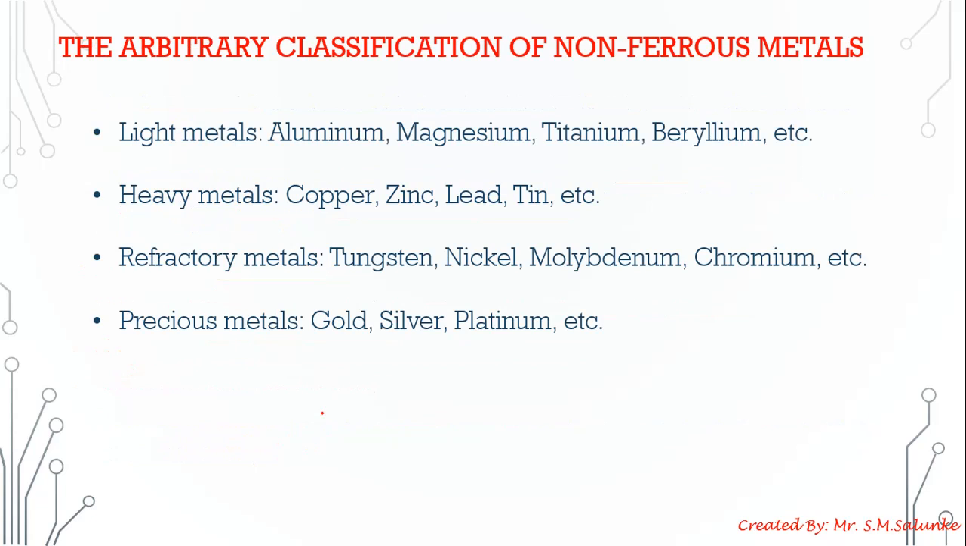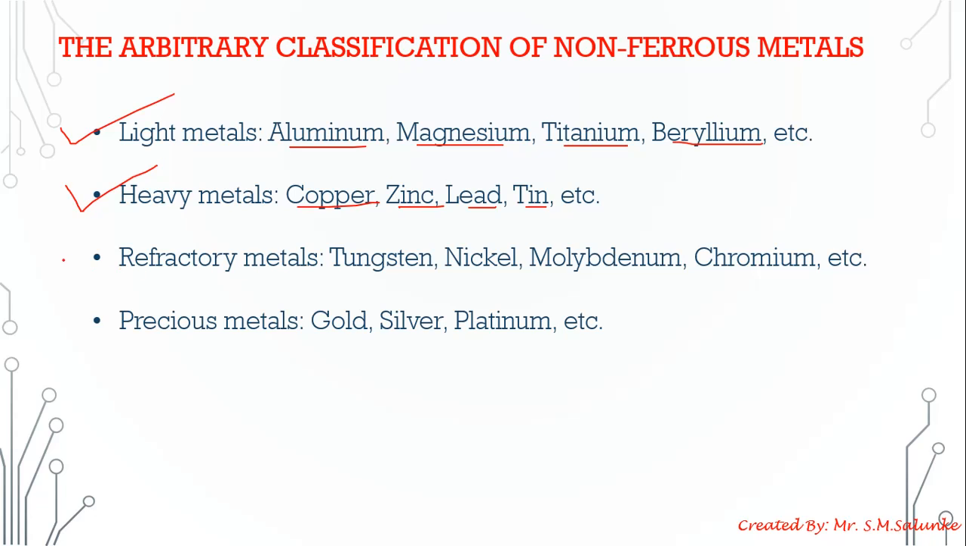Now let's look at the arbitrary classification of non-ferrous metals. So in the first classification, we'll classify the non-ferrous metals based on their density or weight. So first is light metals. Out of various non-ferrous metals, aluminium, magnesium, titanium, beryllium, etc. are the lightest metals. That means they are very light in weight. Next is heavy metals. So copper, zinc, lead, tin. These are examples of heavy non-ferrous metals, while aluminium, magnesium, titanium, beryllium are light non-ferrous metals.